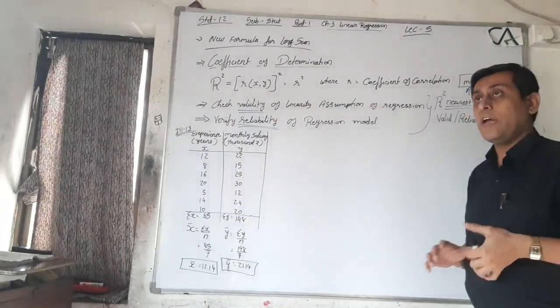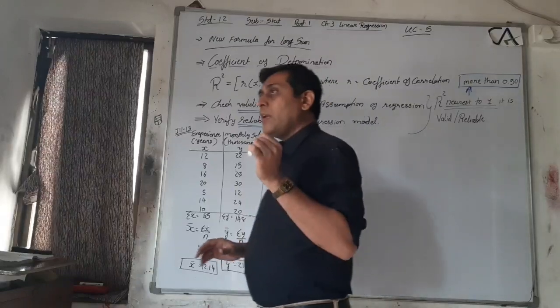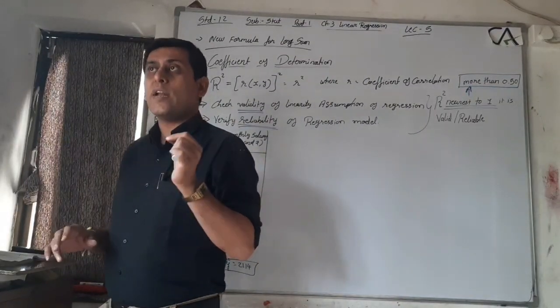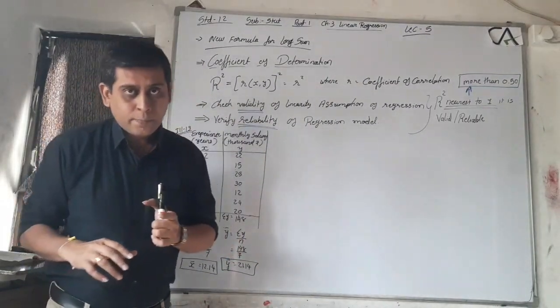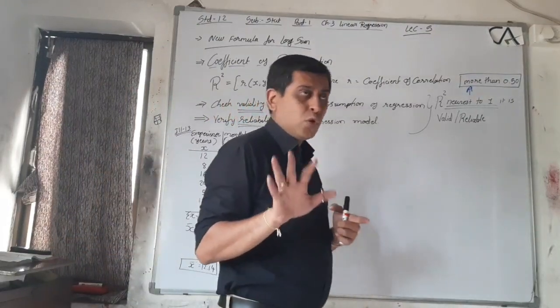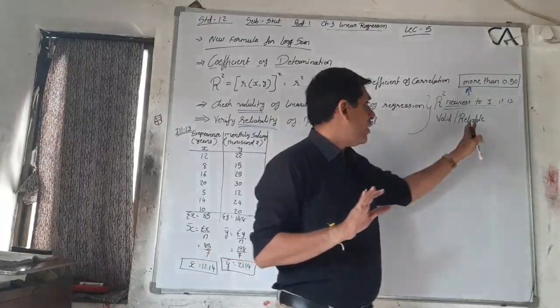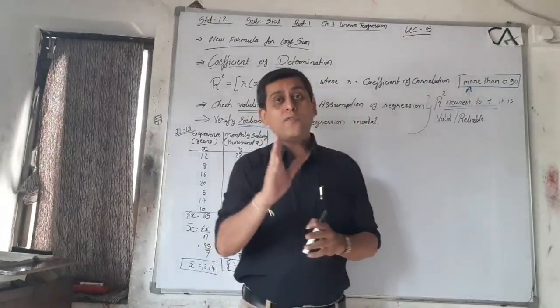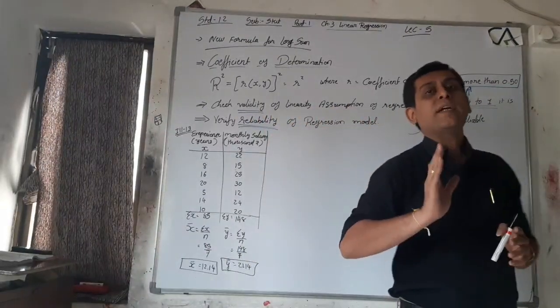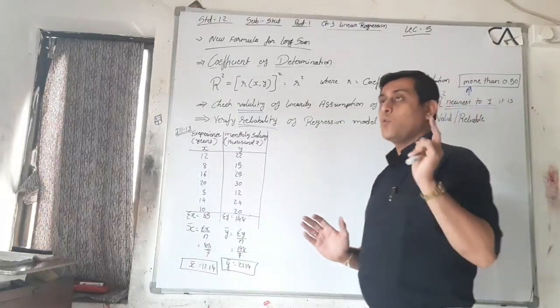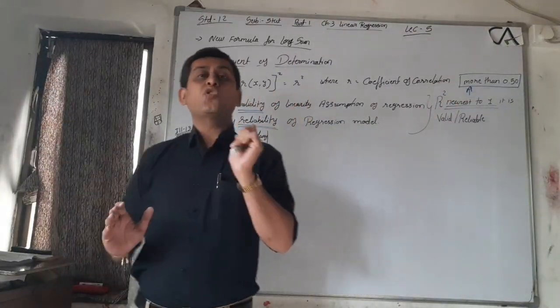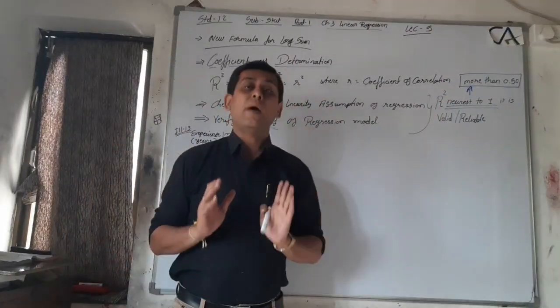So what does that mean? I will give you an example. If your R square answer is 0.30, then is it valid? No, it is less than 0.50, that's why it's not valid or not reliable. Or if your answer is 0.75, then you can say that yes, it is valid or reliable.